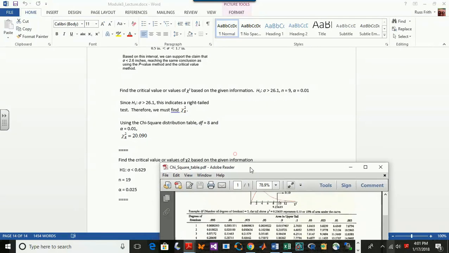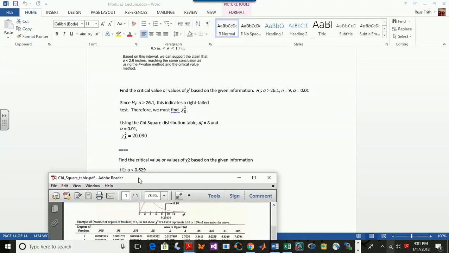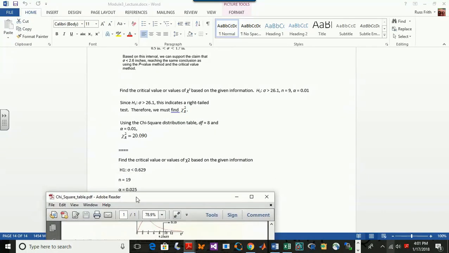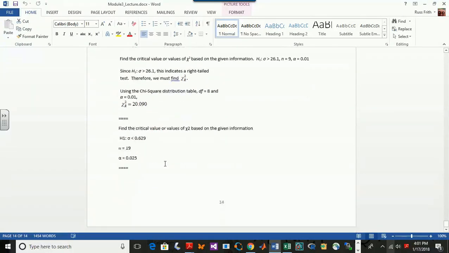No. And then the last problem is a left-tailed test. Sigma less than that. N is 19. Alpha is 0.25. So in this case, you'll have to subtract this alpha from 1 because it's a left-tailed test. So that's 0.975 and degrees of freedom 18. So your chi-squared L statistic for this problem, if I'm looking at it right, will be 8.23074. So that would be the critical value for this.